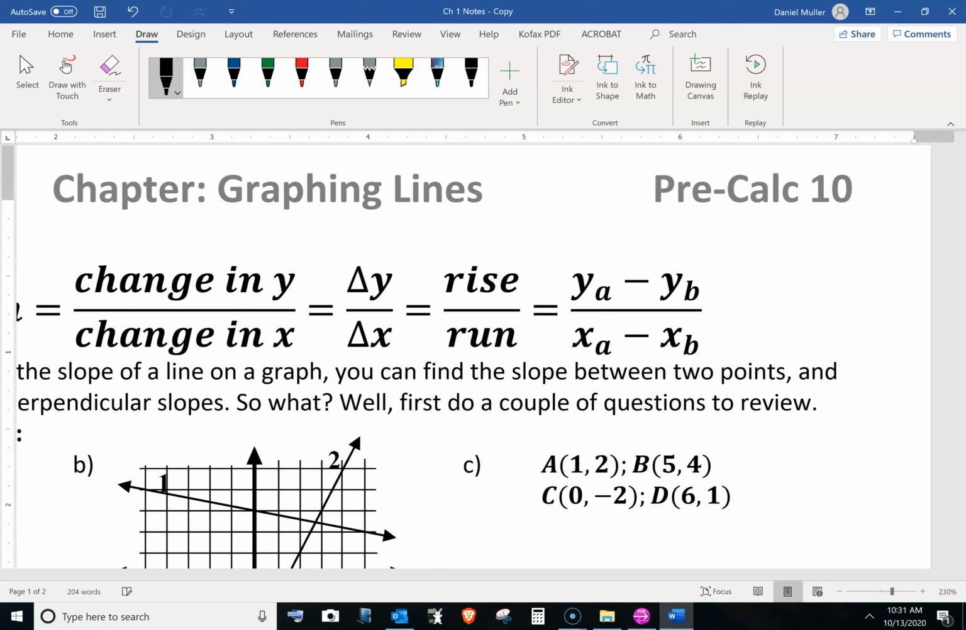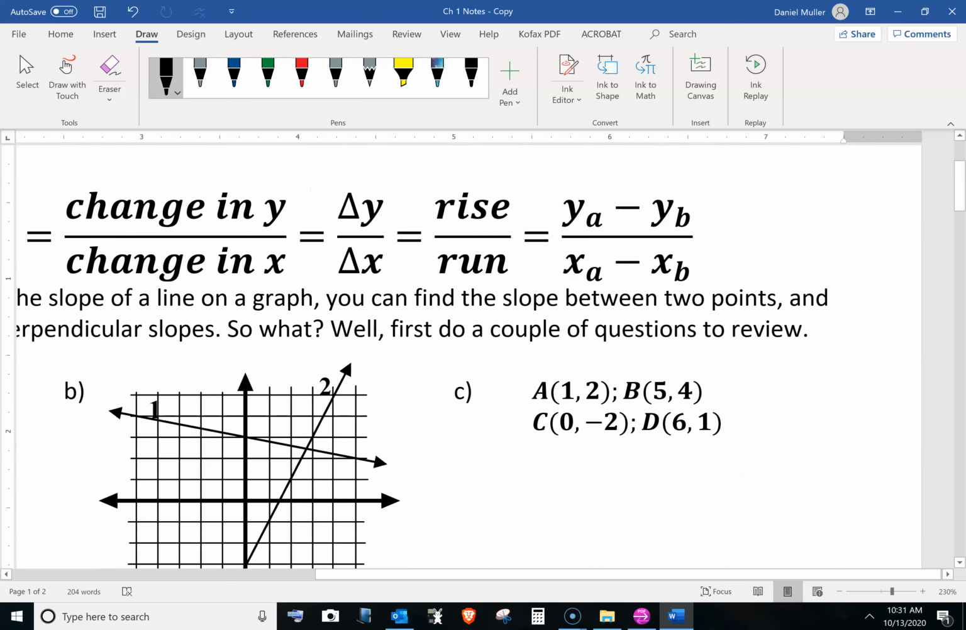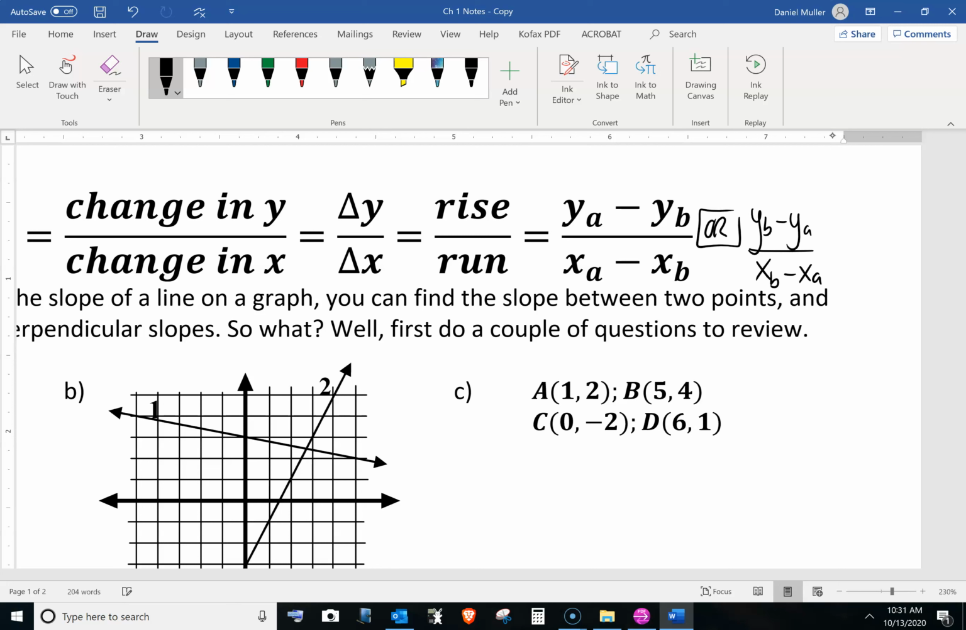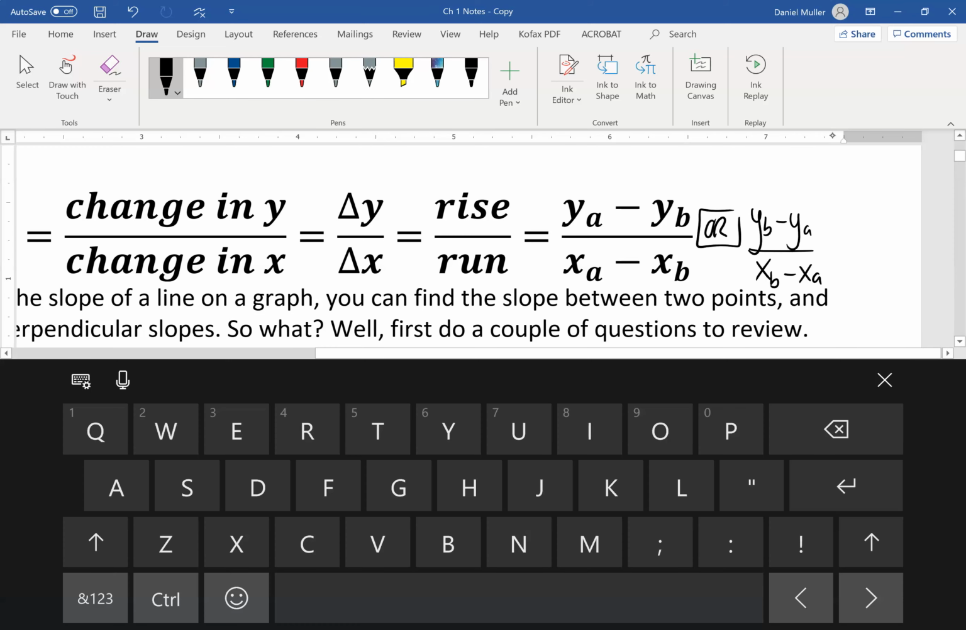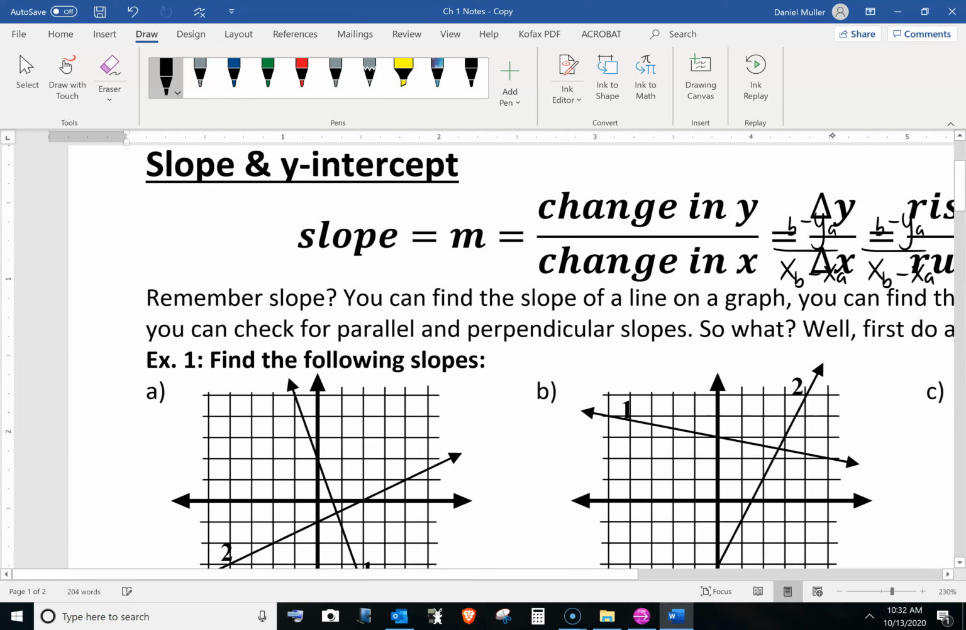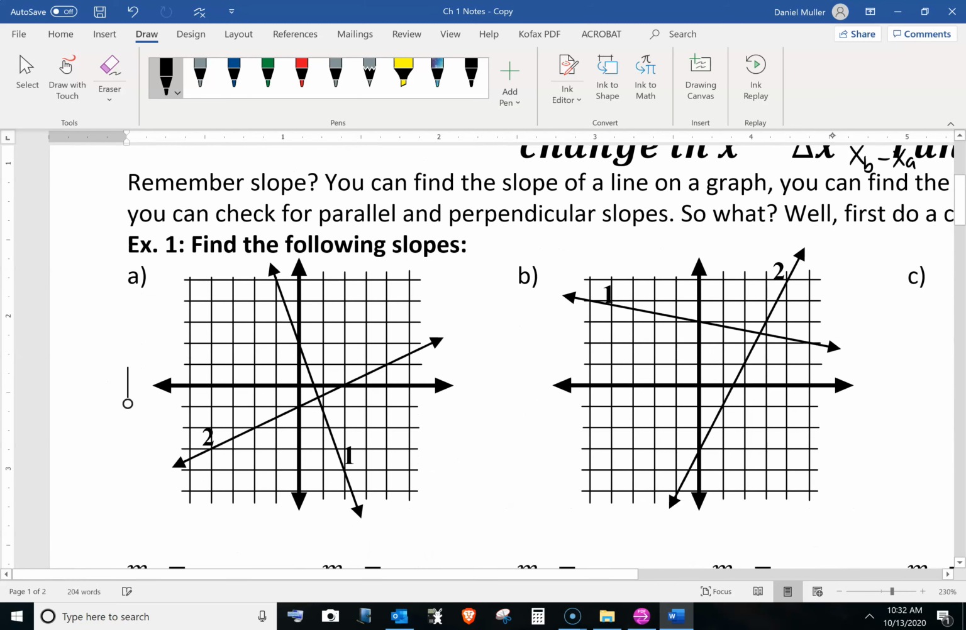You could have m, our slope, equals yb minus ya all over xb minus xa. So that can also be a way we use this formula. It doesn't really matter. We will now look at slope and we'll try to figure this out by graphing.